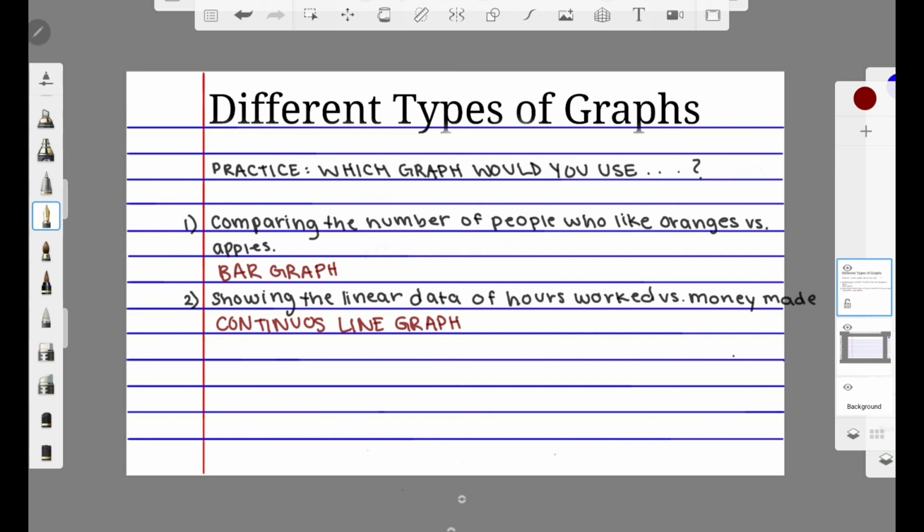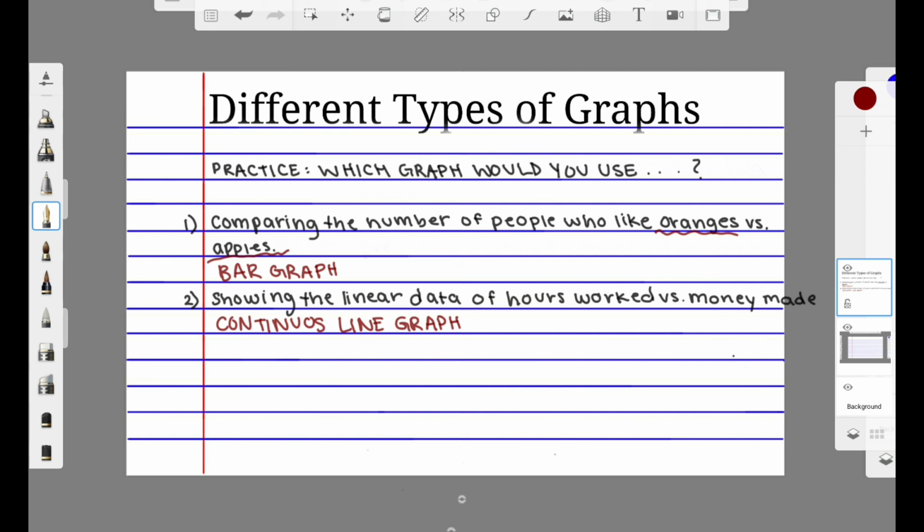Alright, these are the answers. The first one, comparing the number of people who like oranges versus apples, you would use a bar graph because you are comparing 2 categories, people who like oranges versus people who like apples. Since you're not comparing it to the entire population of people, you wouldn't use a circle graph because you're not trying to compare it to a whole.